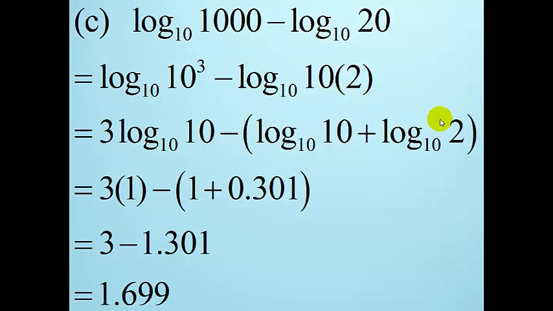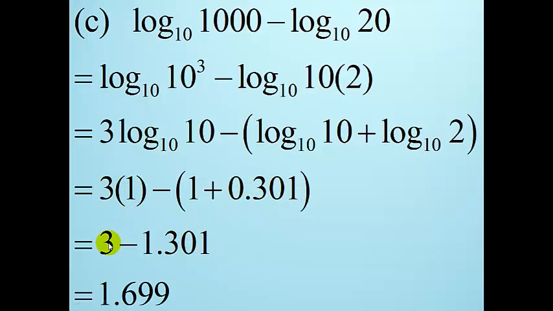Minus, now let's simplify what's in the bracket. Because 10 is multiplying 2, according to the first law, if you want to split, we have addition between the logs because the numbers are multiplying. So we have log 10 to the base 10 plus log 2 to the base 10. Now log 10 to the base 10 is log of a number to the same base, so it's 1. And log 2 from the question has been given to be 0.301. When we add 1 to 0.301, the result is 1.301.